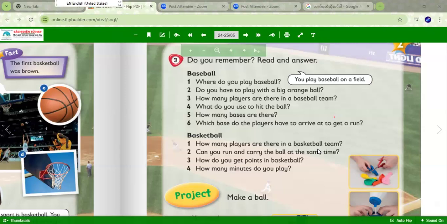throw the ball into a basket. This is the way to get a point. 40 minutes is the time frame, not 40 points. Okay, 40 minutes. So here, coming to number 4: how many minutes do you play in a basketball game?